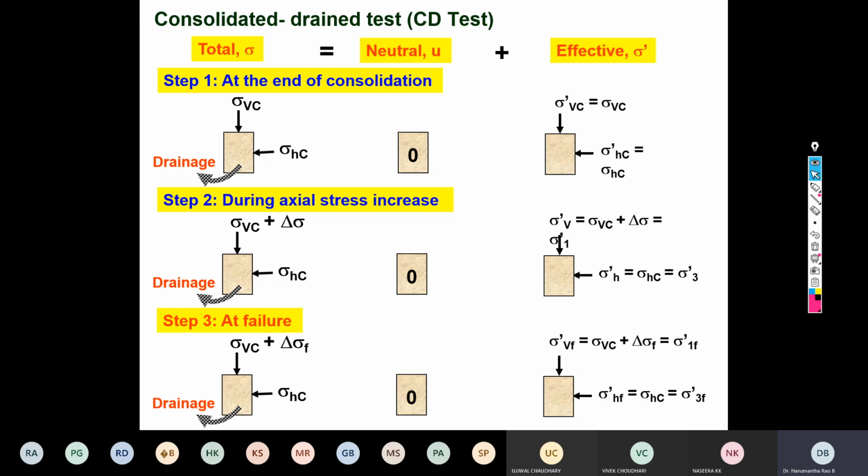So if anybody has any question, you are free to ask. Hello, sir. Sir, are sigma Vc and sigma Hc equal at the test condition? During the consolidation phase, they are equal, and they are equivalent to again the overburden pressure of the field condition. Okay, sir. Any other question?